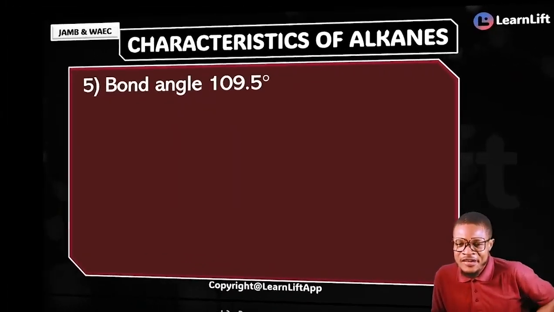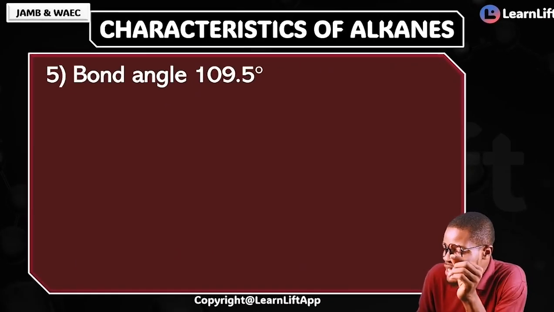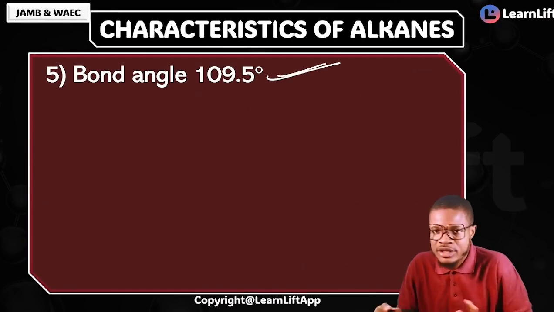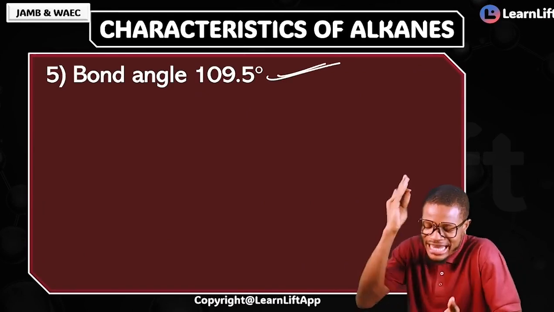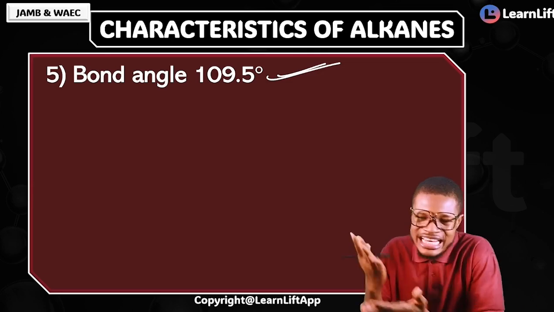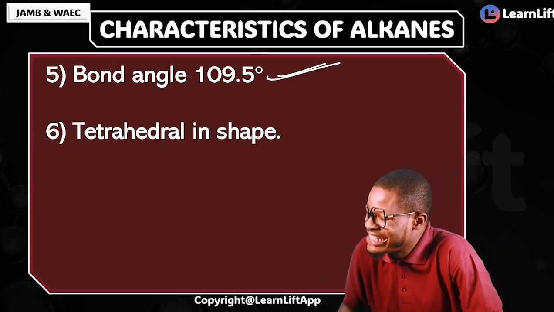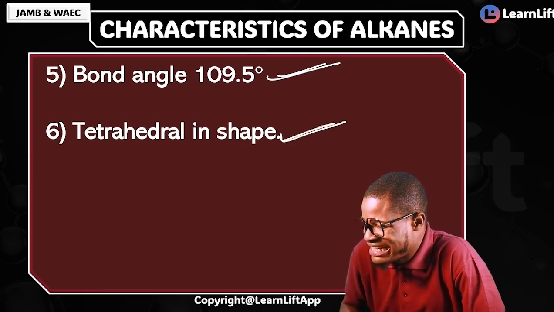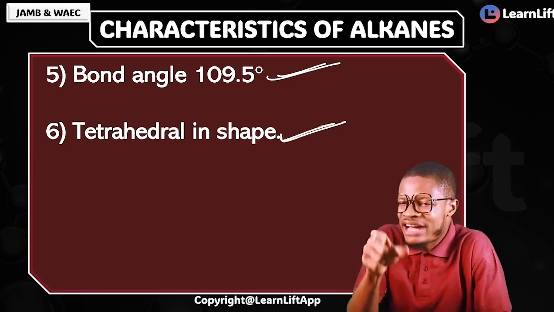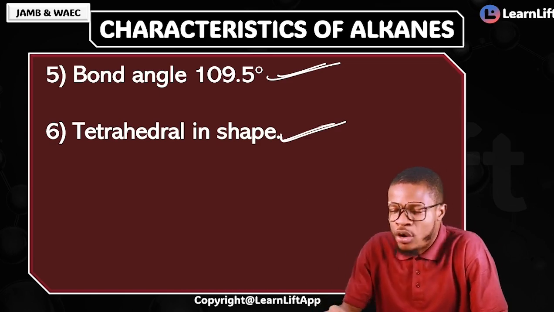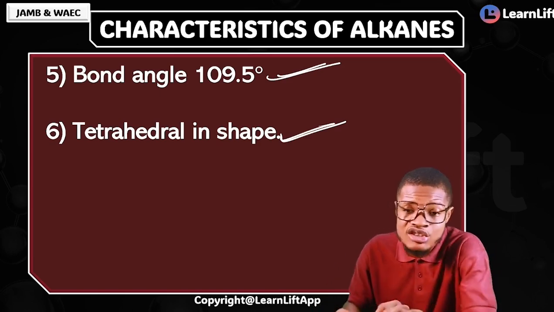Number 5, very fast. Alkanes have a bond angle of 109.5 degrees. You have learned that in the previous class, right? They have a bond angle of 109.5 degrees. Number 6, very quickly. They are tetrahedral in shape. Are they trigonal planar? Are they linear or are they tetrahedral in shape? They are tetrahedral in shape.